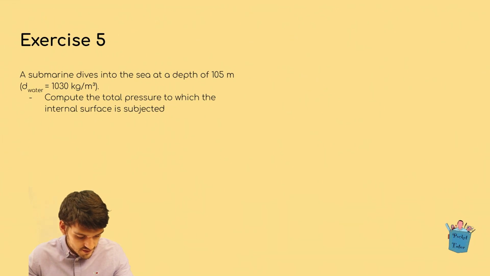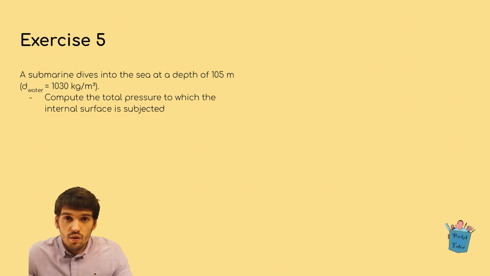The first one says, a submarine dives into the sea at a depth of 105 meters. The density of water is 1,030 kilograms per cubic meter. Compute the total pressure to which the internal surface is subjected.